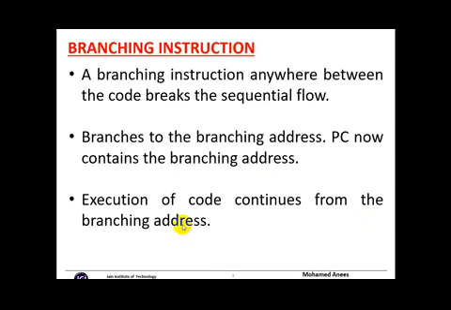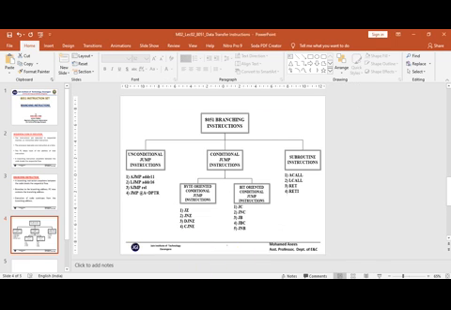So 3 things you have to remember with respect to a branching instruction. First, it breaks the sequential flow of execution. Second, it branches to a new address, which we call a branching address. Third, now it starts executing the code from the branching address. So this will be more clear when I discuss with an example. Let's take an example.